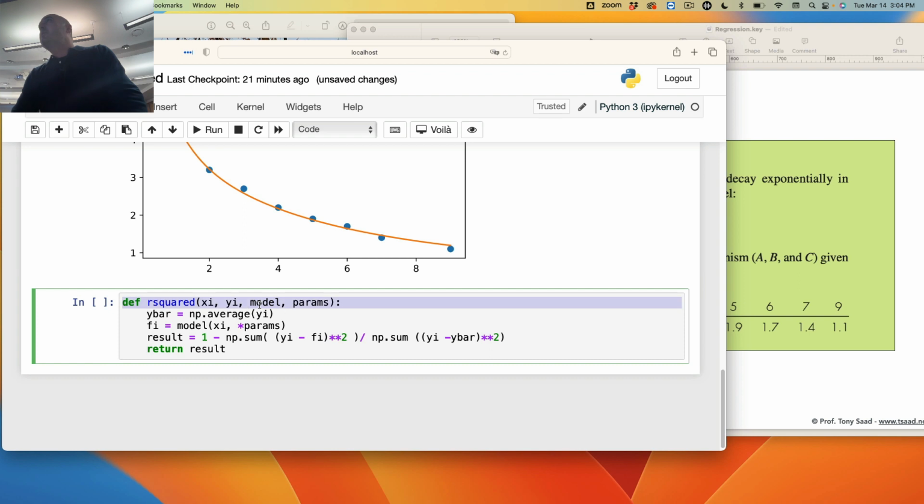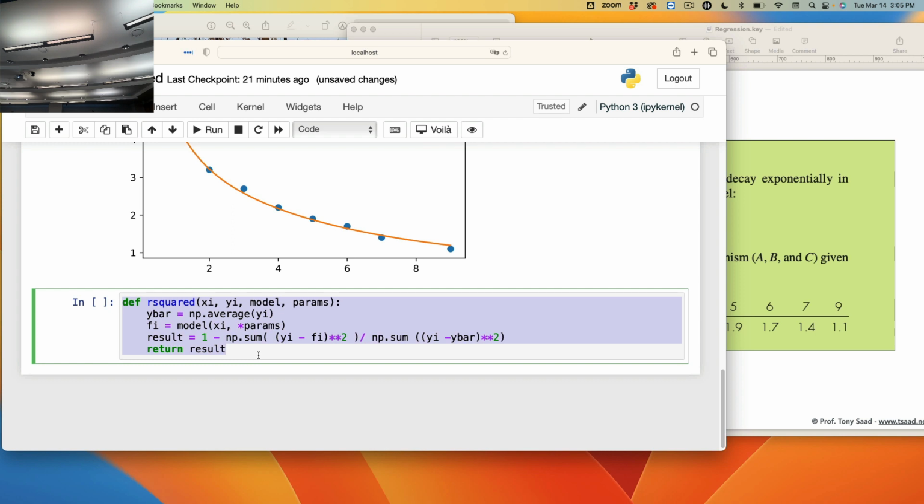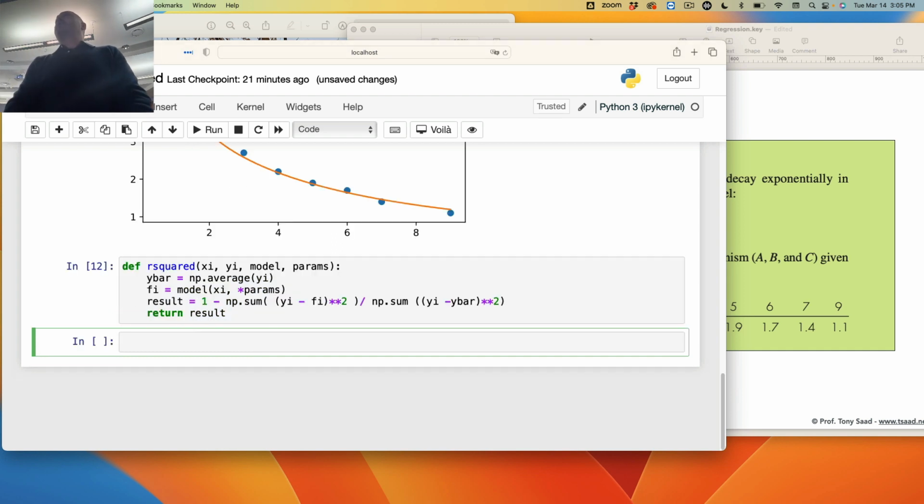Now this, guys, is a generic R² function. Feel free to use it in your other classes. It takes xi data, yi data, a model, and a bunch of parameters for that model, and it doesn't matter how many parameters the model has. The way you call this is R². In my case, I have ti as the input xi data and pi as the input yi data. My model is called model, and params is simply the solution.